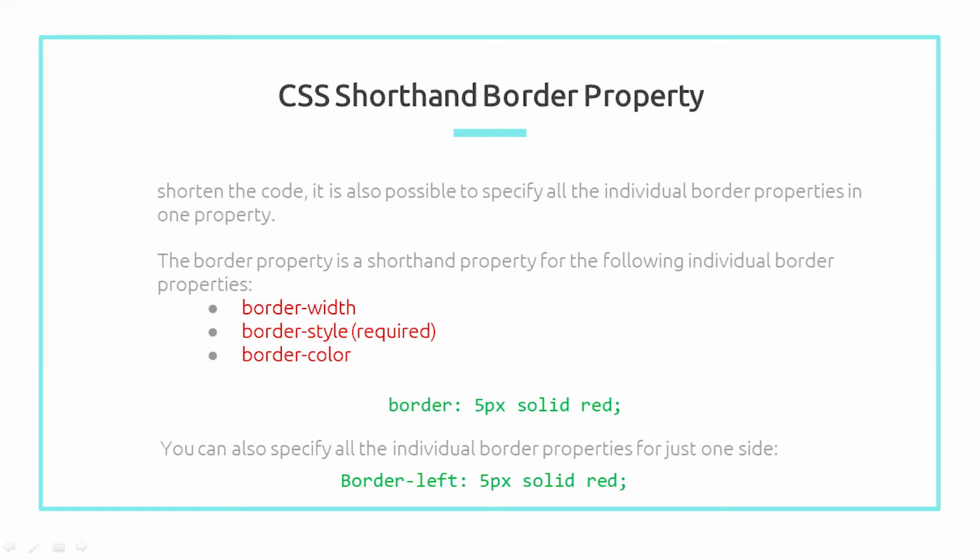CSS shorthand border property. To shorten the code, it is also possible to specify all the individual border properties in one property. The border property is a shorthand property for the following individual border properties: border width, border style (required), border color. You can also specify all the individual border properties for just one side.